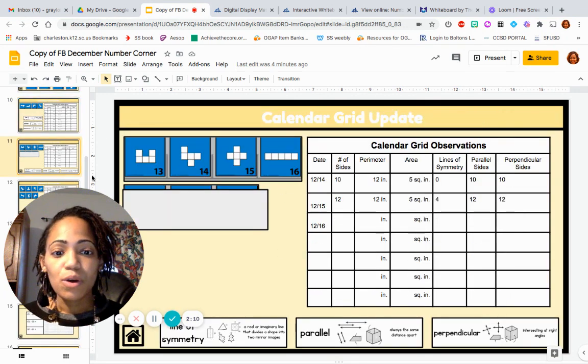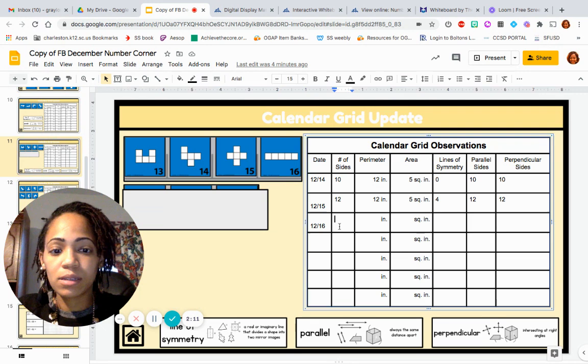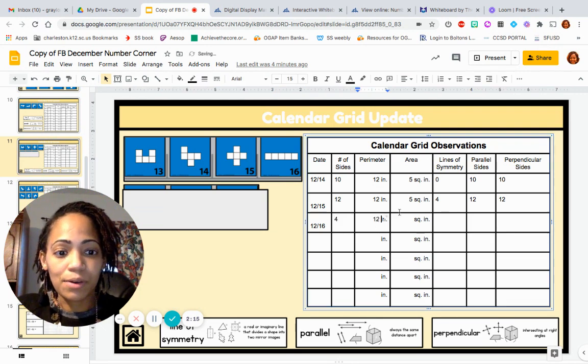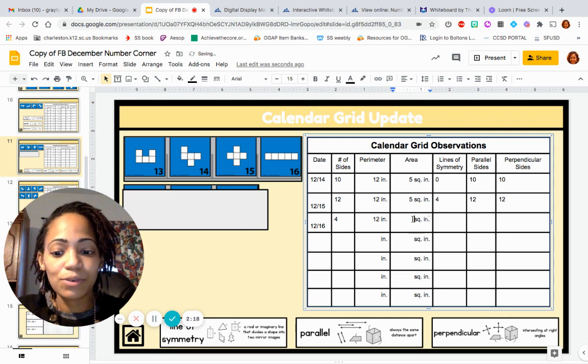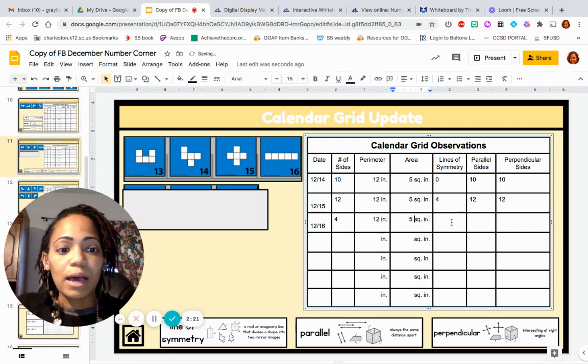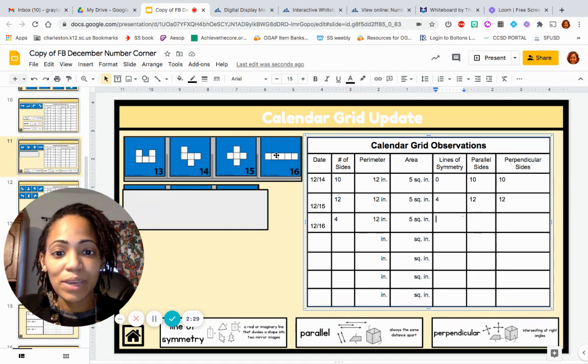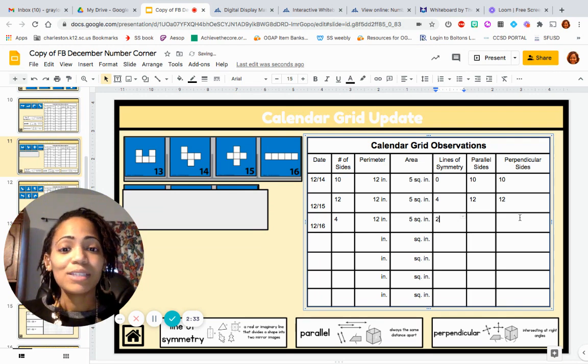Okay, so we know that it has 4 sides. We know that the perimeter is still 12. We know that the area is still 5. The question is, are there lines of symmetry here? And if so, how many? Yes, we can fold it down the middle and we can fold it vertically and horizontally. So I would say at least 2 lines of symmetry.